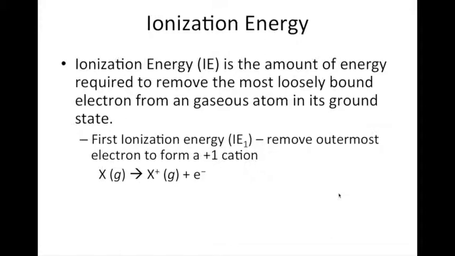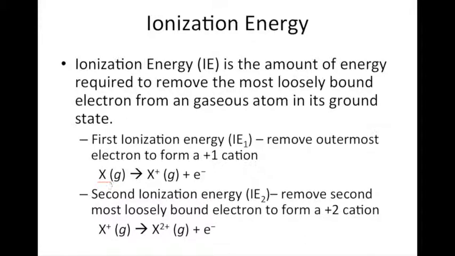So we can remove more than one electron from an atom, of course. The first ionization energy is the energy required to remove the outermost electron to form a +1 cation. So we're removing an electron from a neutral atom. The second ionization energy would be the energy required to remove the second most loosely bound electron from a +1 cation in order to form a +2 cation. Of course, we have a third, possibly a fourth, fifth ionization energy, depending on the element.